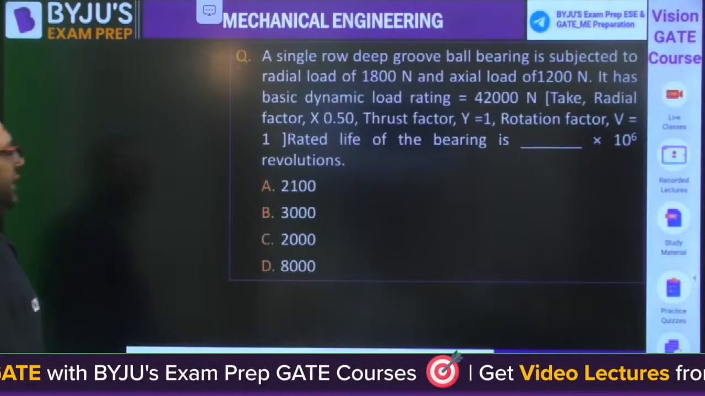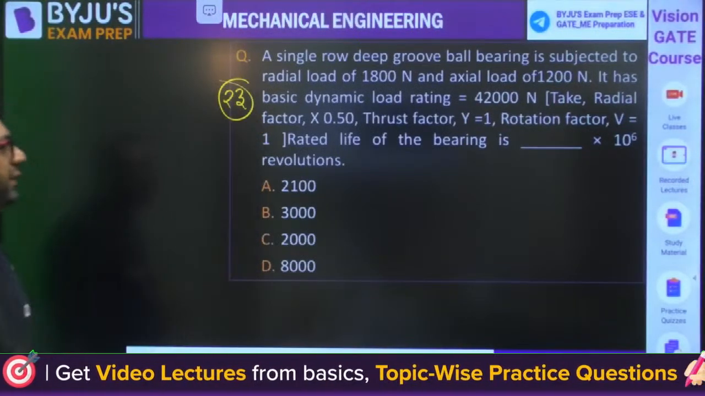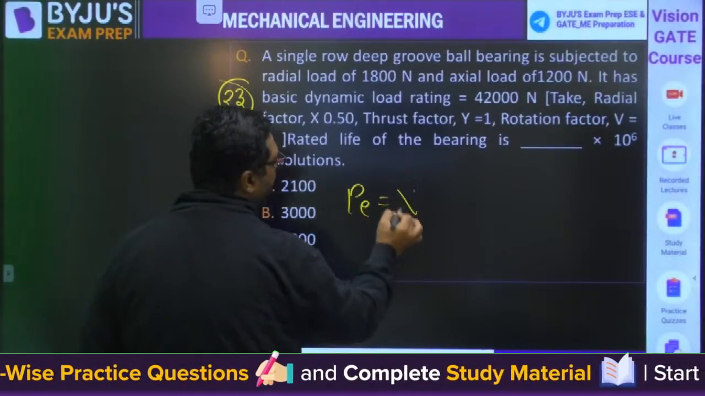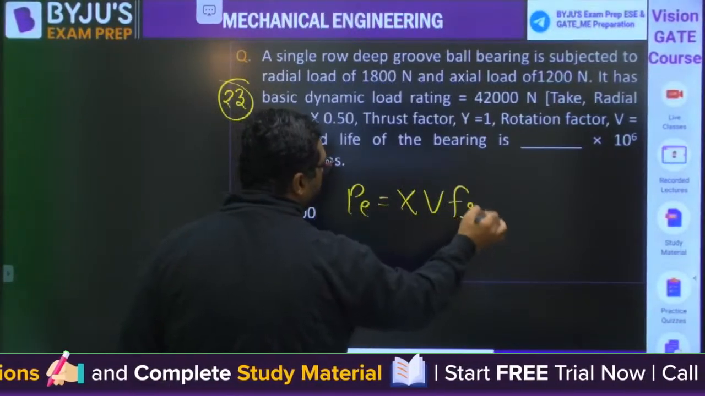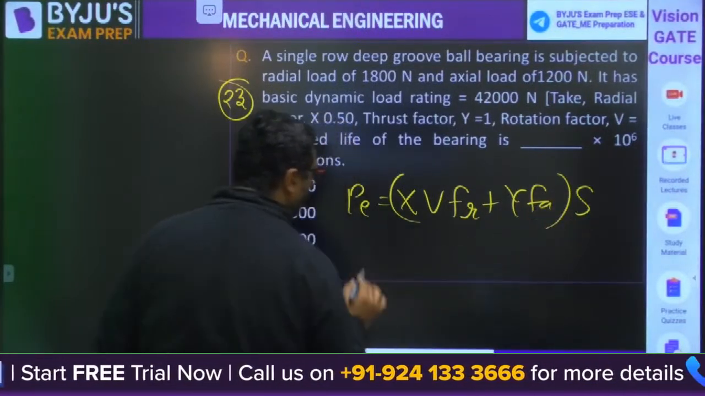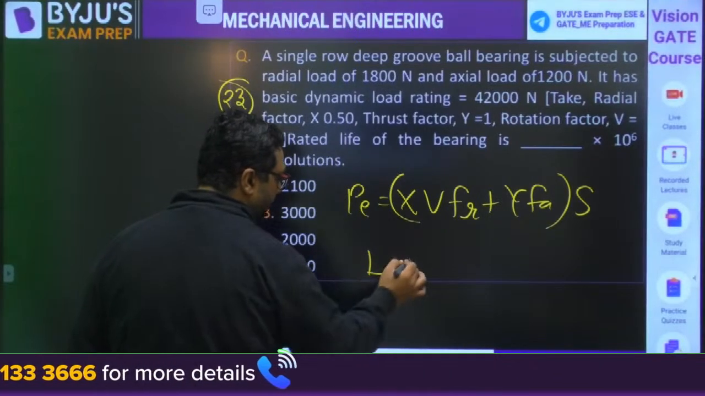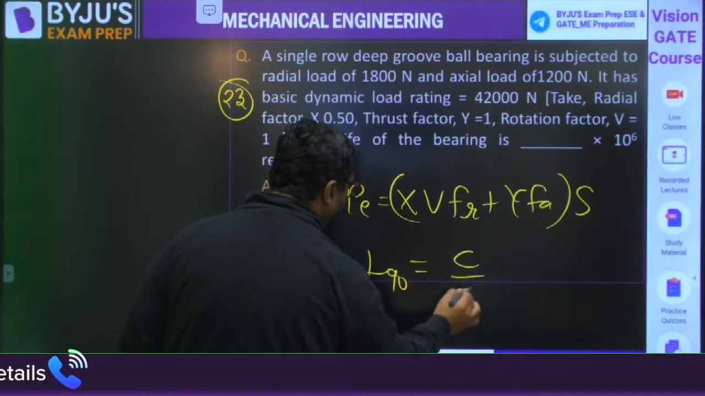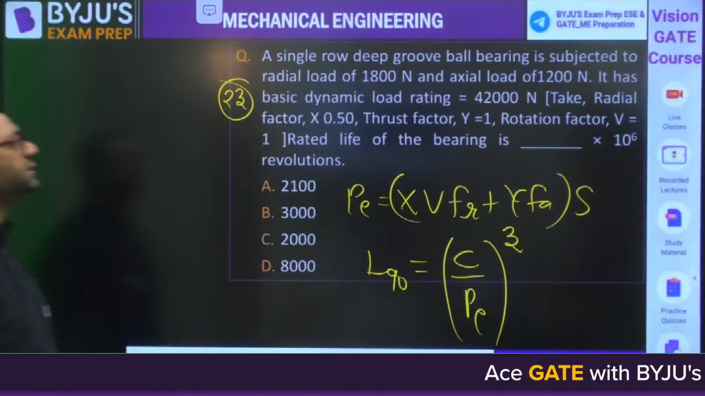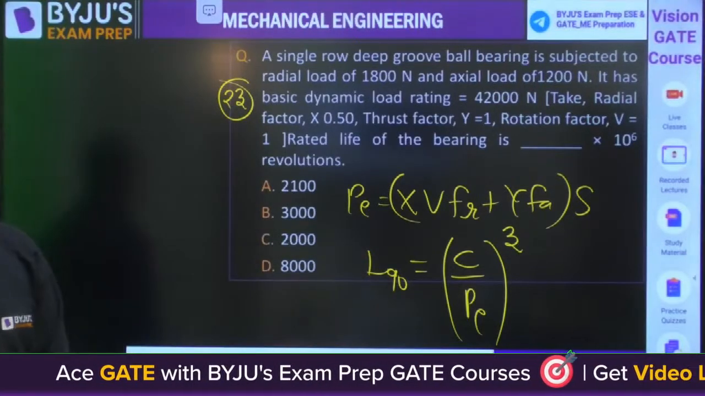Moving to question number 23. This is from bearings. First you will find the equivalent radial load, that is P equals X V F_R plus Y F_A, into S. Then you know that L10 is equal to (C by P_E) to the power 3 for the ball bearing case. They have said this is a ball bearing, so this is the formula.